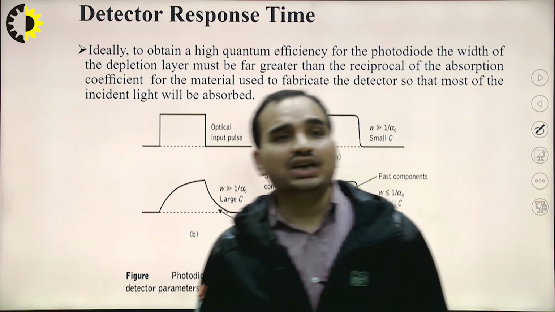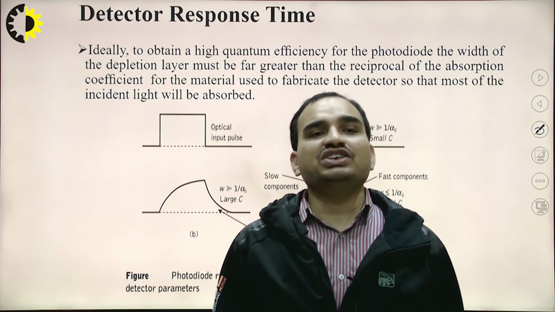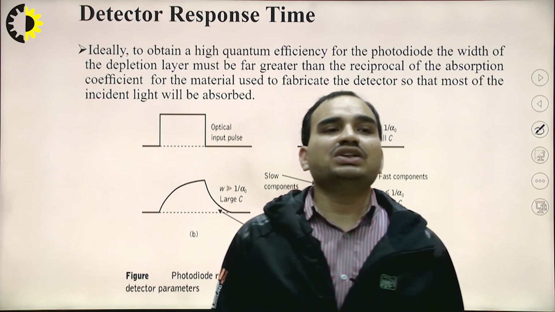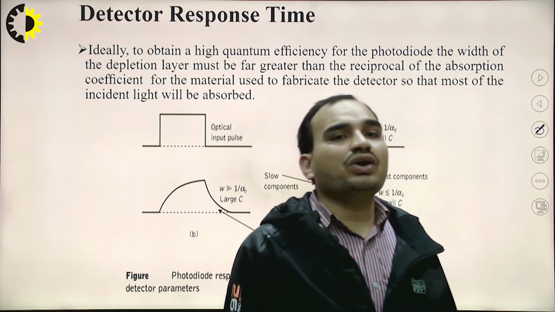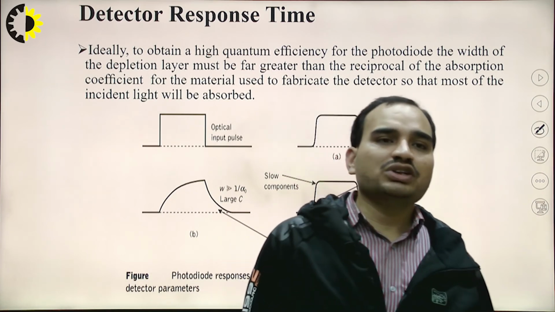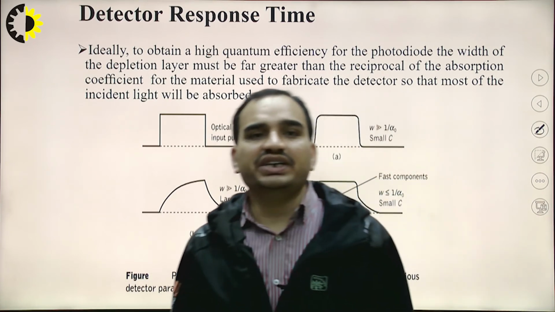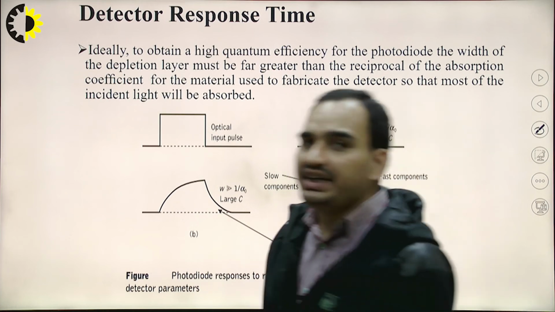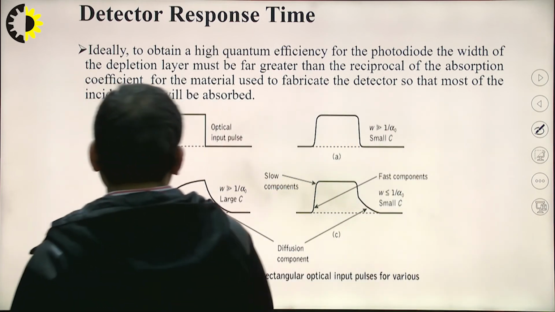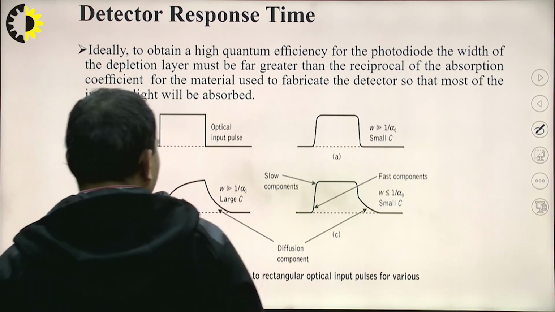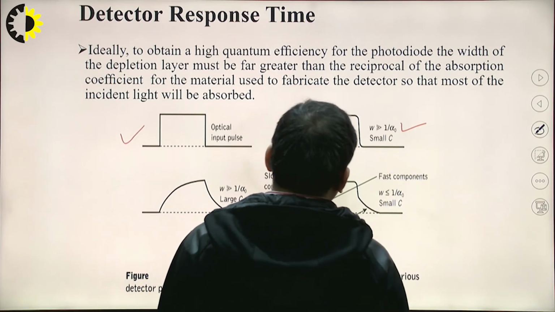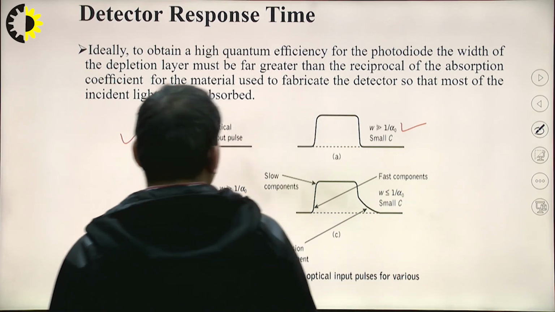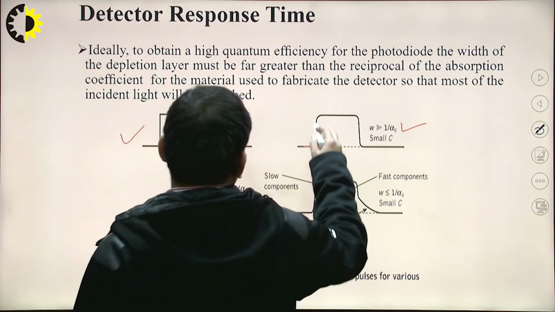So ideally, to obtain a high quantum efficiency for a photodiode, the width of the depletion region must be greater than the reciprocal of the absorption coefficient for the material used to fabricate the detector, so that most of the light will be absorbed. Here we have transmitted the digital pulse, and if the width is greater than 1 by alpha naught, then we get this type of pattern which is required.